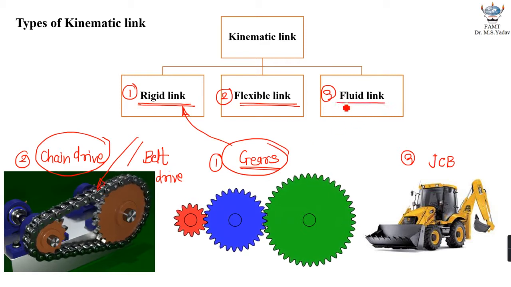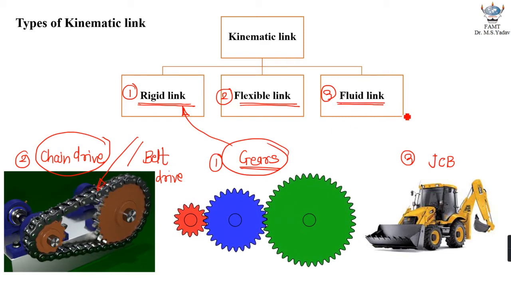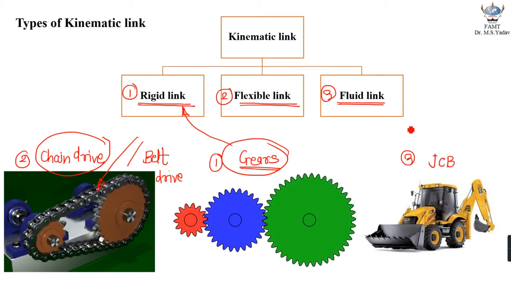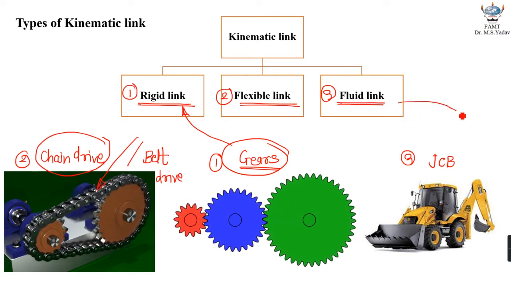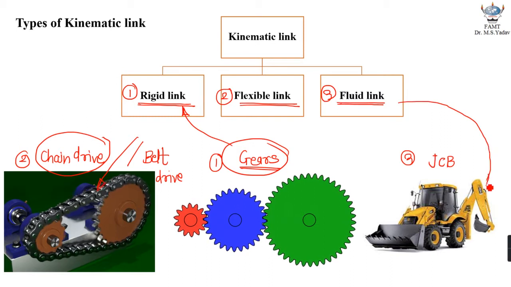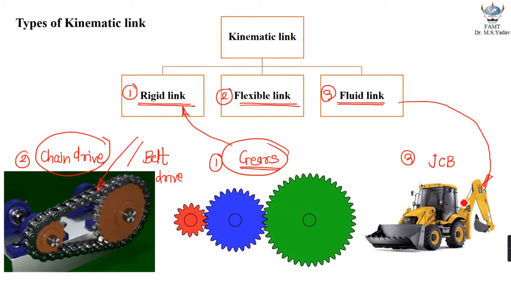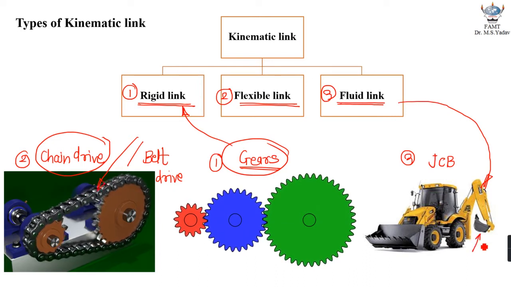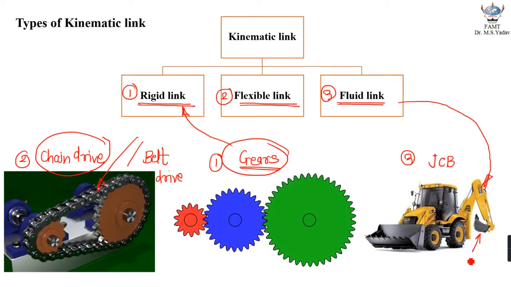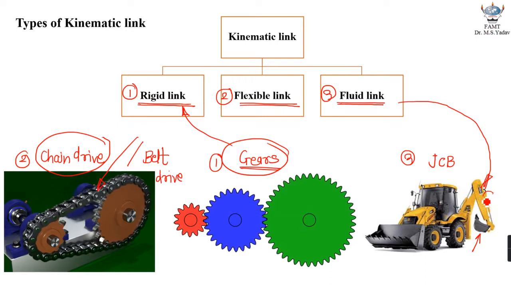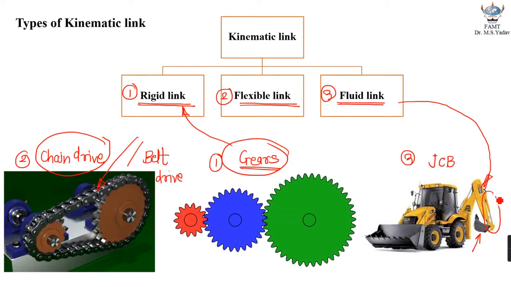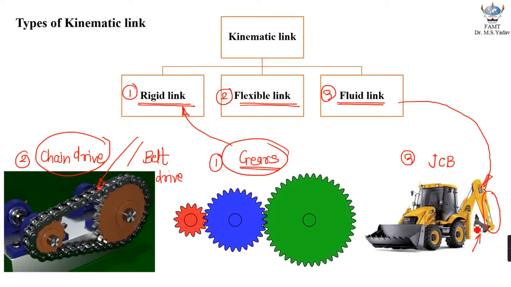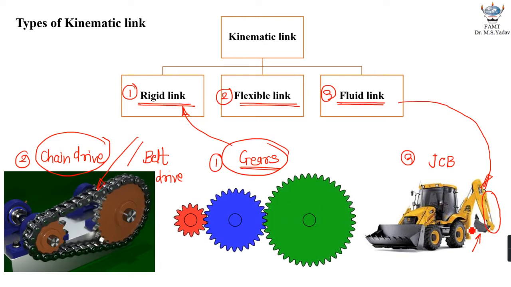The third one is fluid link. Fluid link is basically formed by having fluid in a receptacle. Now, look at this part of a JCB. This is basically the arm of a JCB. We already had a discussion regarding that. On this side you will find there is a bucket, and right over here you will notice a hydraulic cylinder and piston arrangement is shown.